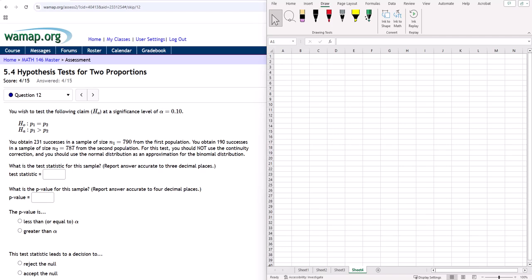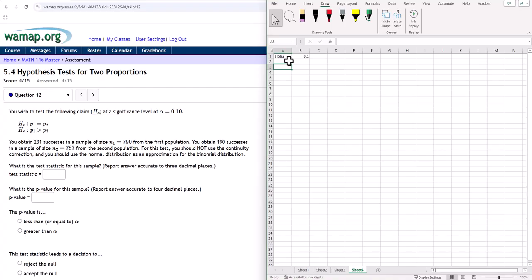All right, here we are at section 5.4, running hypothesis test for two proportions. Here is another example problem. It says you wish to test the following claim at a significance level of alpha equals 0.10. So maybe I should just write this down now. Probably been saving it for later in most of the other ones.